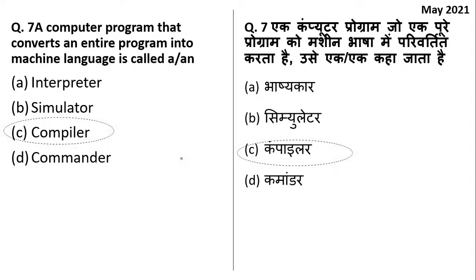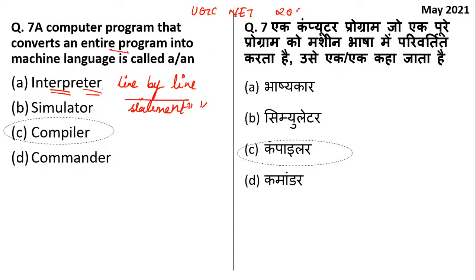Next is, a computer program that converts an entire program into machine language is called a... Right answer is compiler. In our last class also we had seen this. In that class also I had told you, and I'll repeat it again, that the difference between compiler and interpreter is that interpreter converts the program line by line. Okay, you will not mark the option interpreter unless you see these words in the question. They can also write it as statement by statement. This question was asked about interpreter in UGC NET 2020, where they asked about a computer program that converts an entire program line by line into machine code. That time the answer will be interpreter, but here it will be option C, compiler. Okay.